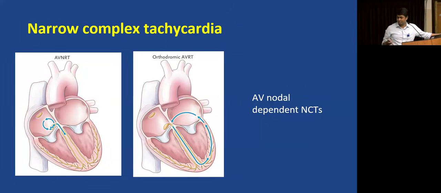Now, again, this will help you in understanding why it behaves in certain ways, or ECG clues. So in AVRT, you need to have atrium and ventricle, both obligatory parts of the circuit. Whereas in the other scenario, the atrium and ventricle are not obligatory parts of the circuit.